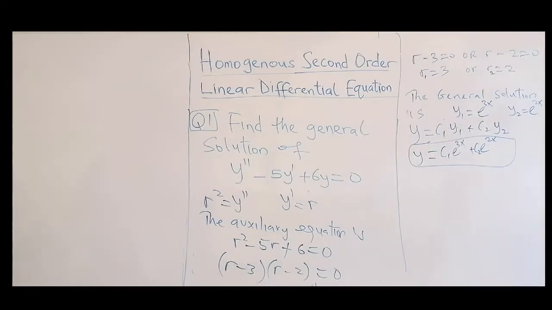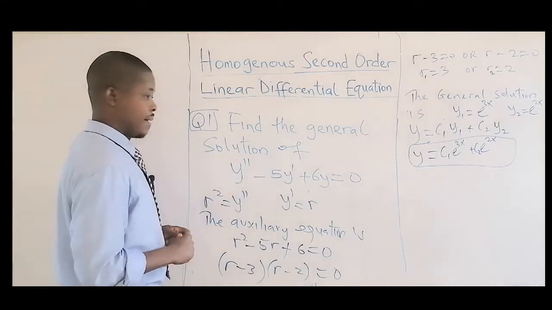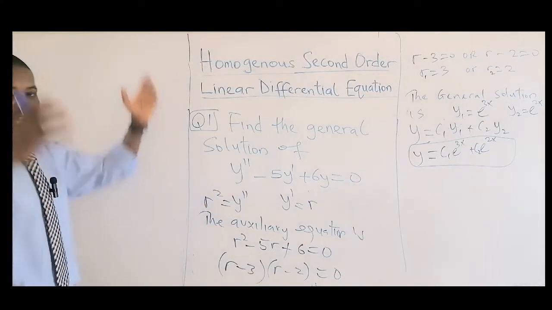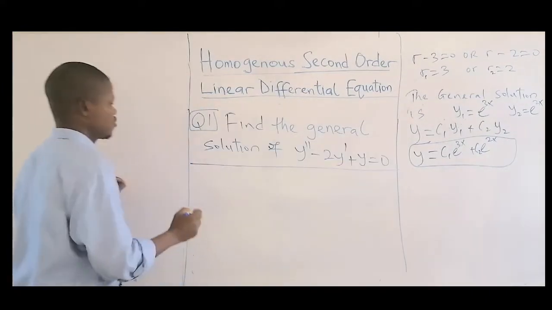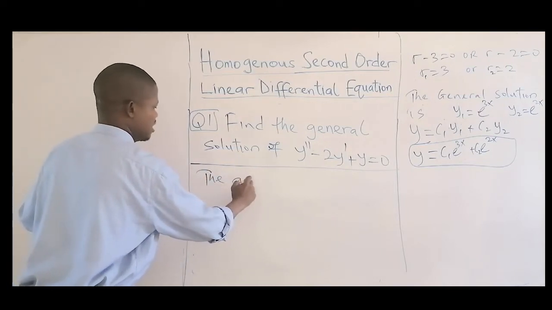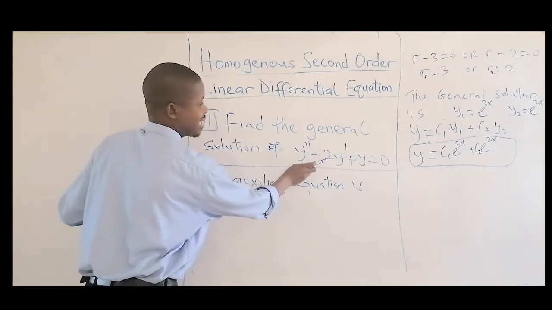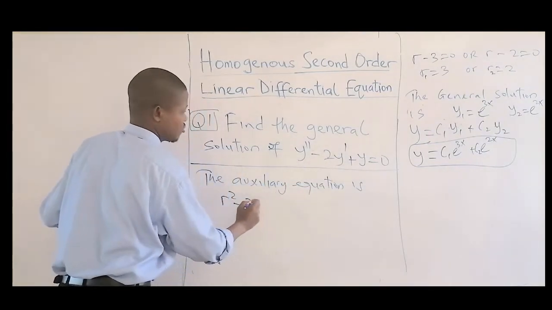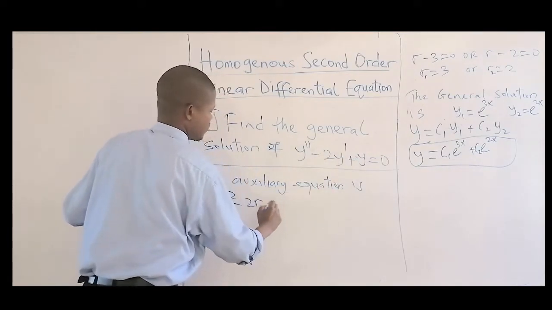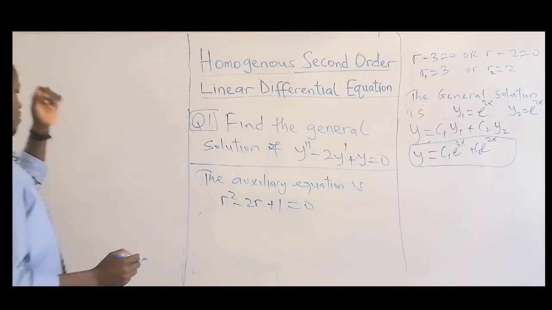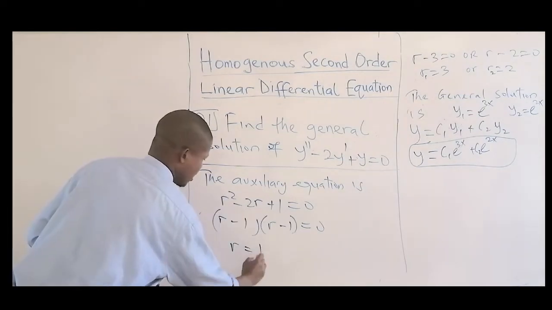Next question. This is case one, where you have two distinct real roots. This is case one of the previous video. For this question two, the auxiliary equation is r squared, then minus 2r, then plus the constant, 1. Here, we can factorize this equal to 0.